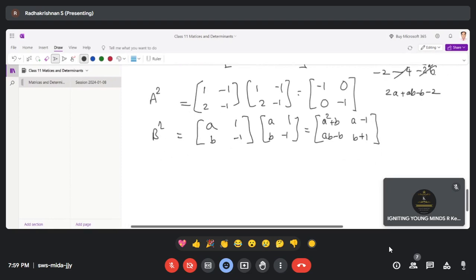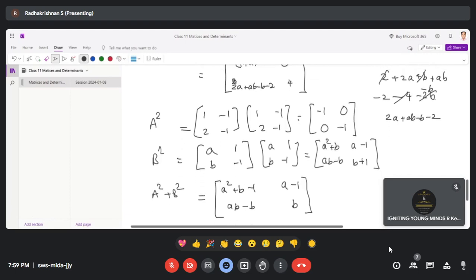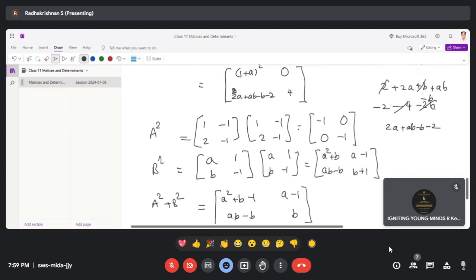So we determined a square, b square. Now let's find out a square plus b square. Equal to a square plus b minus 1, ab minus b plus 0, doesn't make any difference. So this is a minus 1, this is b. B plus 1 minus 1, b, a minus 1 plus 0, a minus 1. So now this is equal to the other thing, a plus b whole square that we got.